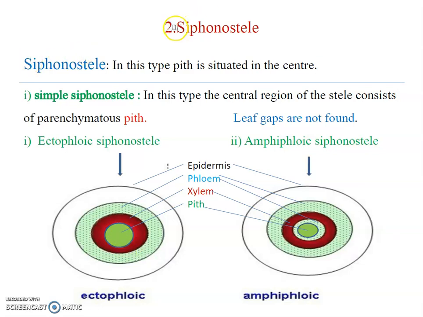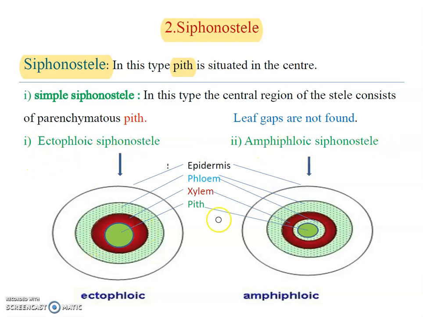So another type is siphonostele, and in this siphonostele, the important feature is the presence of pith. Pith is present. In the first type, the protostele, pith was absent, and here pith is present. So pith means central cells. It is denoted by green color. This is also divided into two, simple siphonostele and solenostele. So in the simple siphonostele, there is ectophloic and amphiphloic.